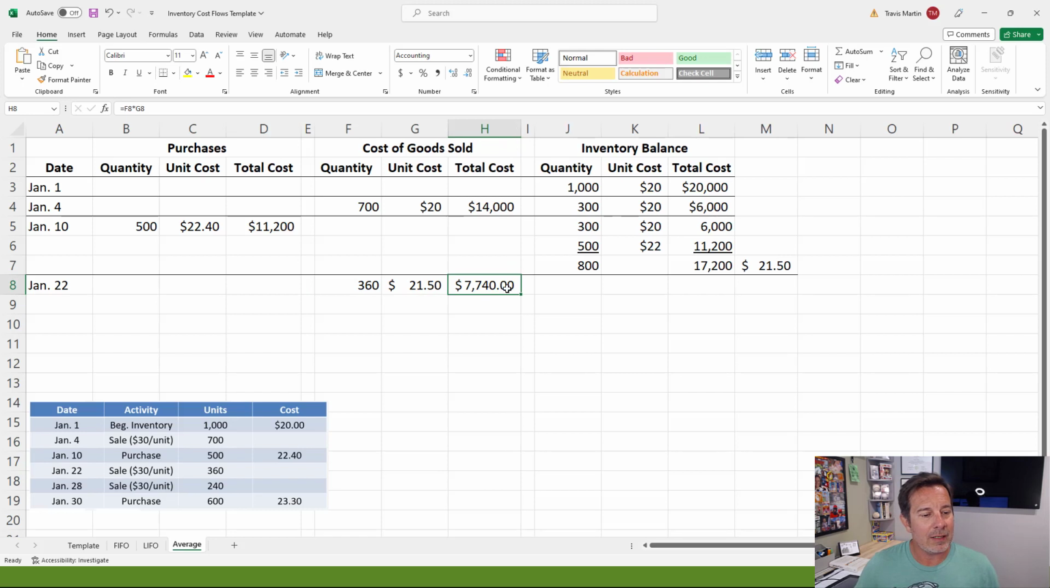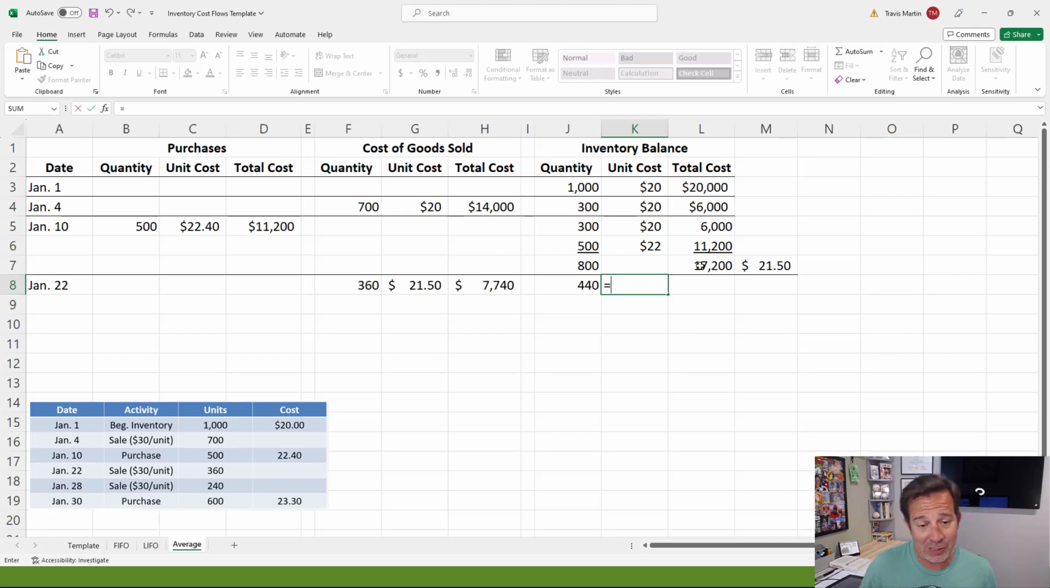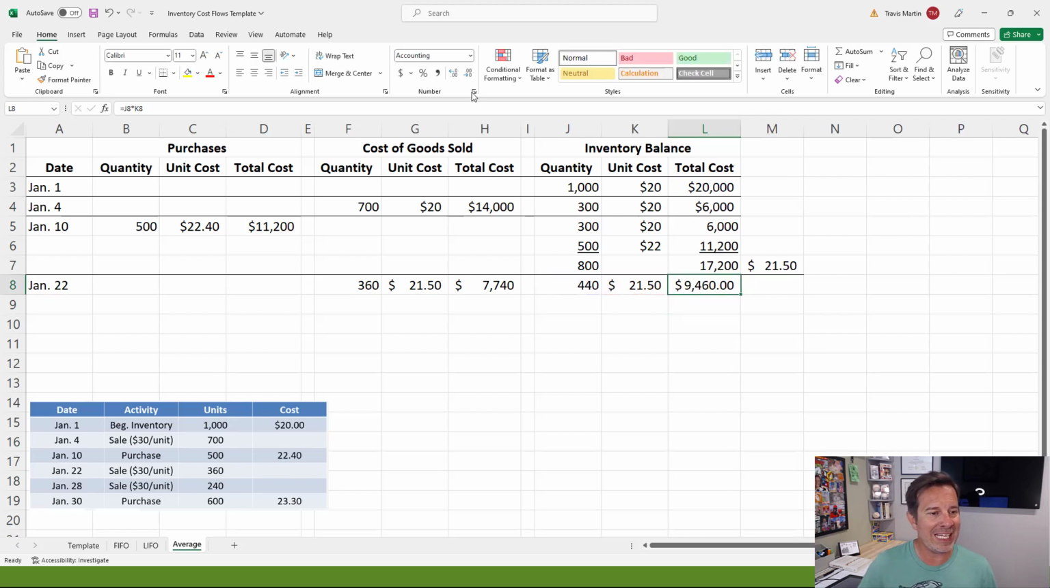We're looking at 7,740 as the total cost of goods sold there. We had 800 units. We sold 360. We have 440 left at an average amount of 21.50. And so there we have the ending inventory balance.